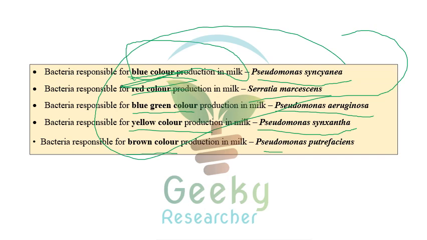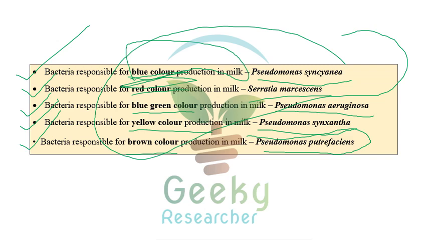I repeat once again, blue color pigment production in milk is due to Pseudomonas syncyanea. If it is a red color, it is caused by Serratia marcescens. If it is a blue-green color, it is Pseudomonas aeruginosa. Yellow color, Pseudomonas synxantha. Brown color, Pseudomonas putrefaciens.